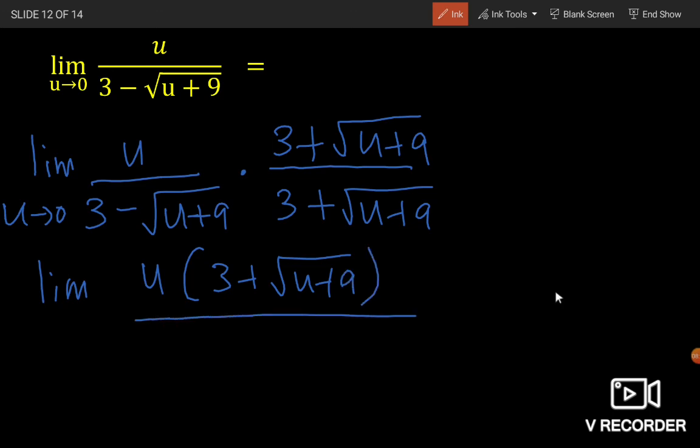Now, similar to what we did before, since you're multiplying the denominator with its conjugate, we can rationalize the denominator. So you take the square of this and the square of the other term. So 3 squared will be 9 minus the square of a square root. You just cancel the square root, and now you have u plus 9. Now let me simplify this.